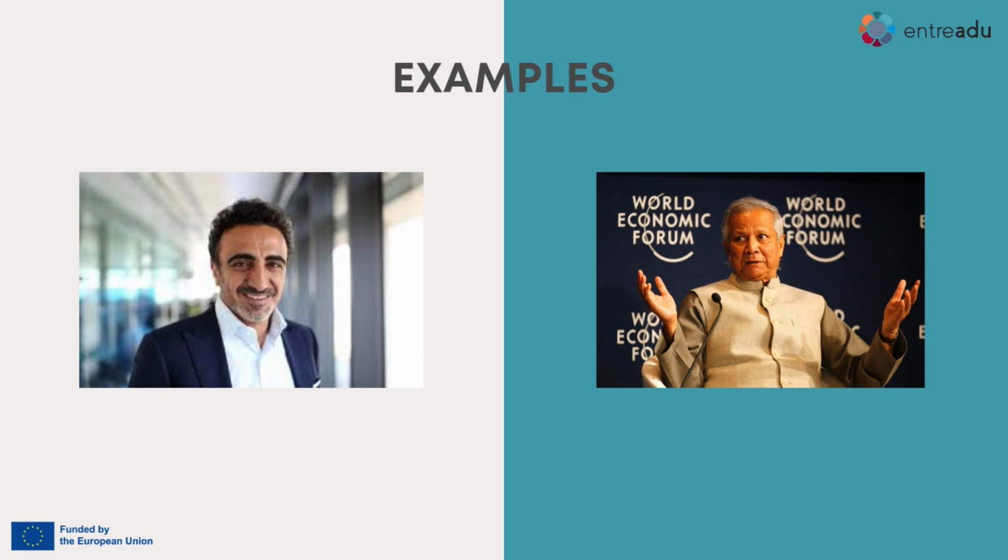Hamdi Ulukaya, for example, transformed a defunct yogurt factory into Kobani, building a business rooted in community support and fair treatment of workers. Muhammad Yunus reimagined banking by offering microloans to the poor, especially women, through Grameen Bank. He showed that fighting poverty could be both ethical and effective, earning him the Nobel Peace Prize. Their visions didn't just build businesses, they changed systems.